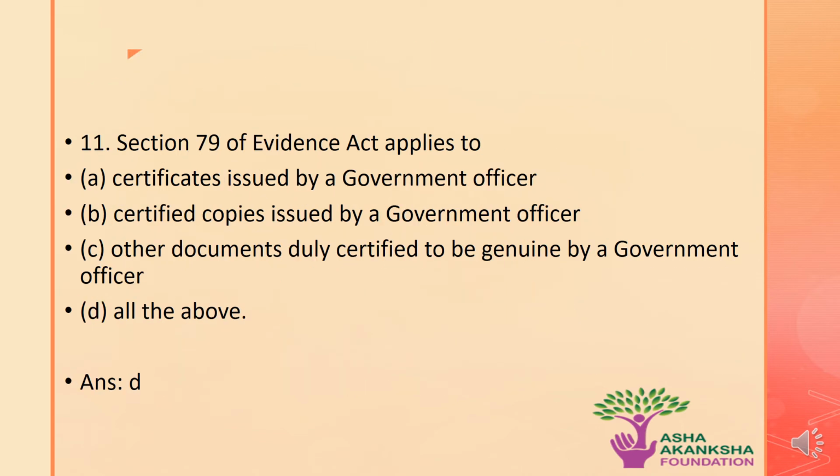The next question is: Section 79 of the Evidence Act applies to which of the following? The options are A. Certificates issued by government officer, B. Certified copies issued by the government officer, C. Other documents duly certified to be genuine by a government officer, or D. All of the above. The correct answer to this question is option D, all of the above. That means to say Section 79 of the Evidence Act applies to the certificates issued by the government officer, certified copies issued by the government officer, and other documents duly certified to be genuine by a government officer.